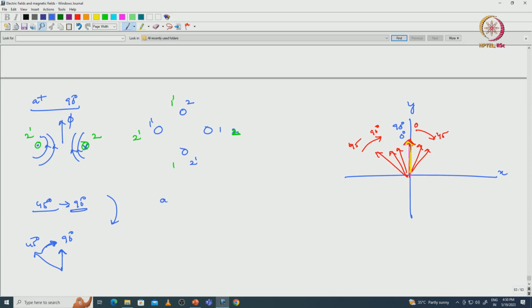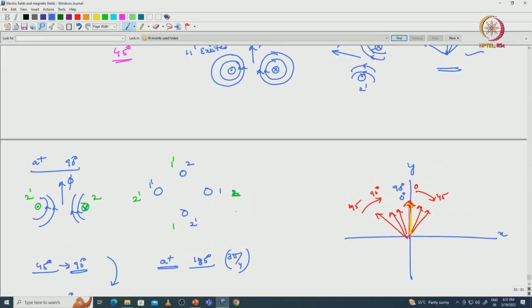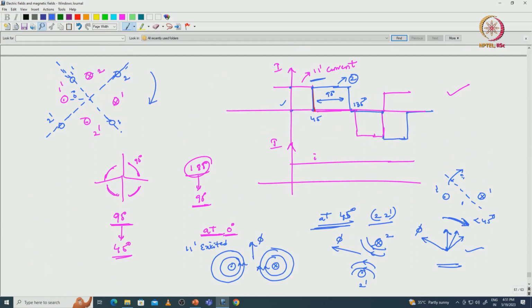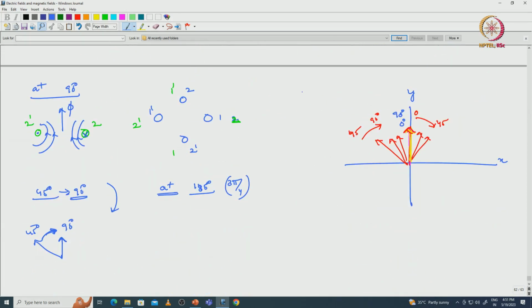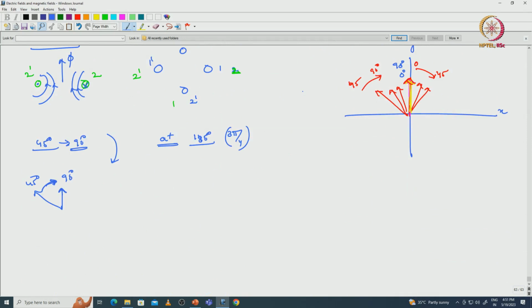Now we will see the flux vector with respect to 135 degrees, 3 pi by 4. At 3 pi by 4 what are we doing? We are removing the excitation of coil 2 and we are giving the excitation to coil 1 in an opposite direction. Why are we giving that in an opposite direction? We will see why it is required.